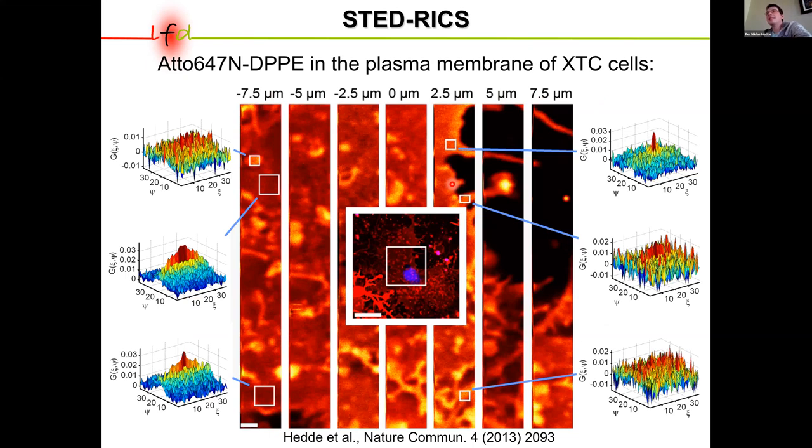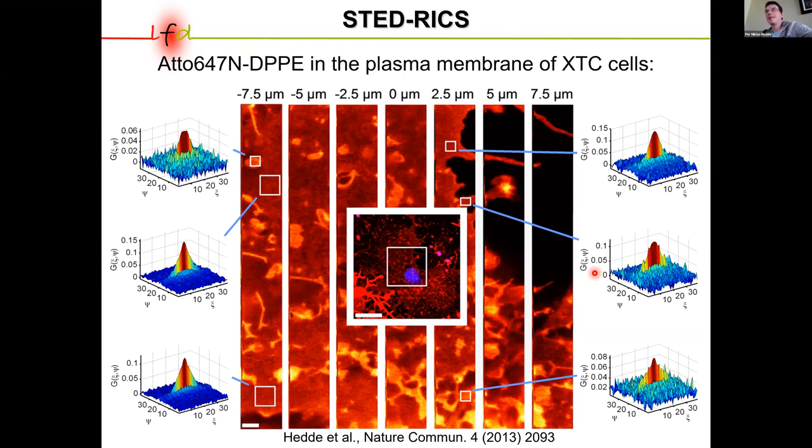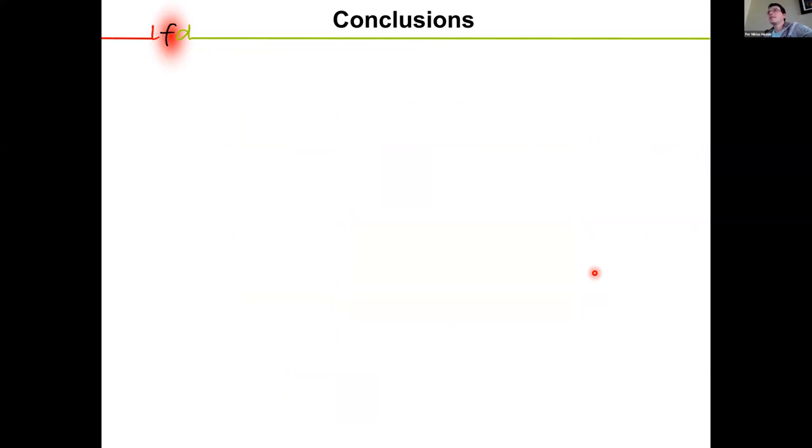So going back to the cells, this is R2647N DPPE to label the plasma membrane of these XTC cells. Here is a confocal acquisition of the cell, and if we try to analyze very small regions using the RICS method, you see it's very noisy because we don't have enough spatial resolution. But once we apply the STED, you can see that it's possible to measure the diffusion of the molecules in smaller regions of interest.